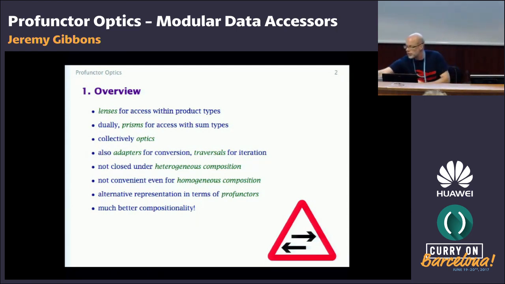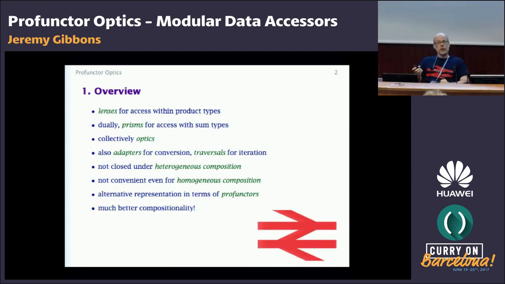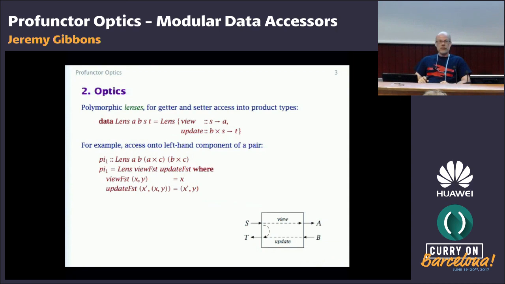But I recently discovered that a nicer logo for this is the former British Rail logo. Now, maybe you can't see this if I'm sitting down, but here's my bidirectional T-shirt. So here's lenses. The getter and the setter I've called view and update here.